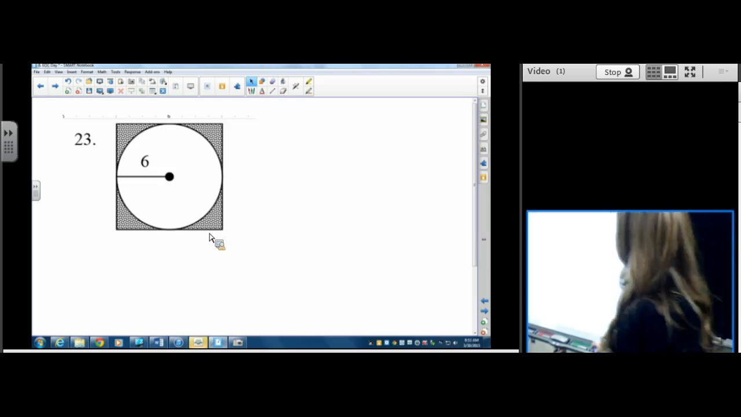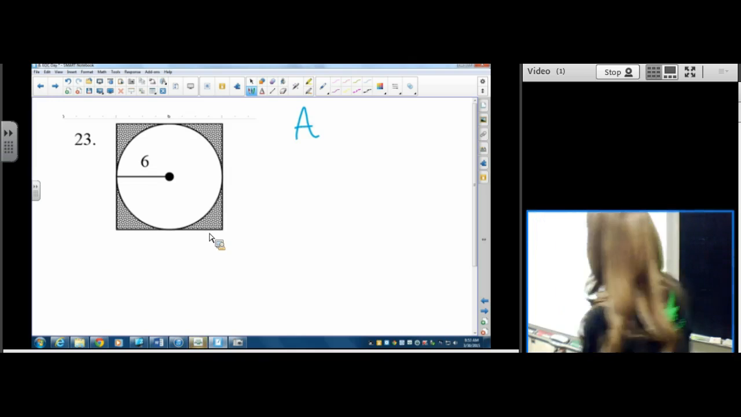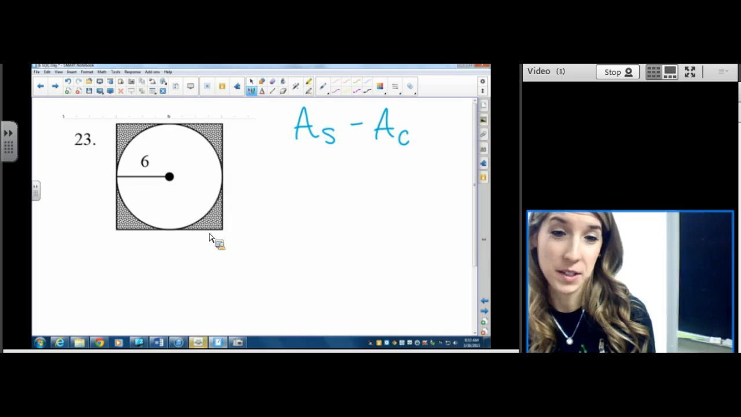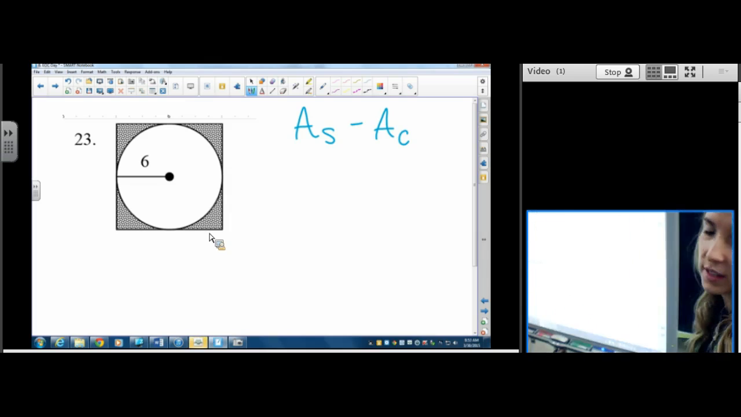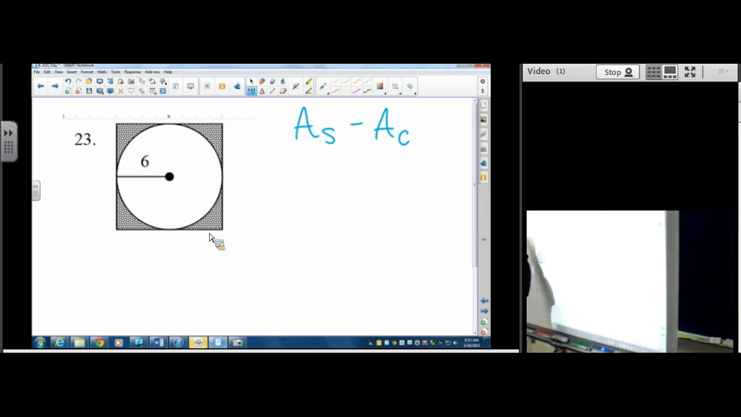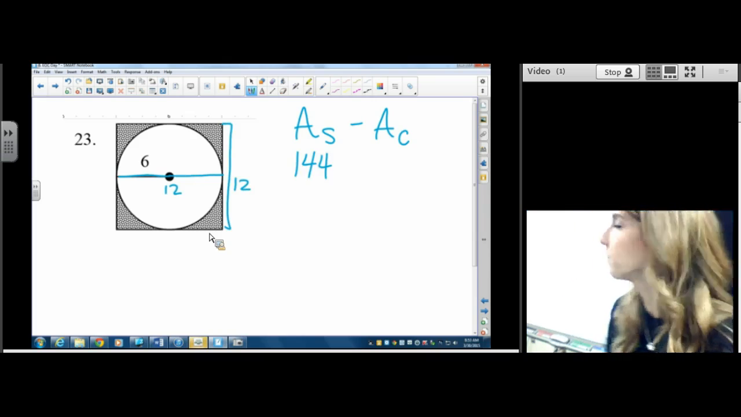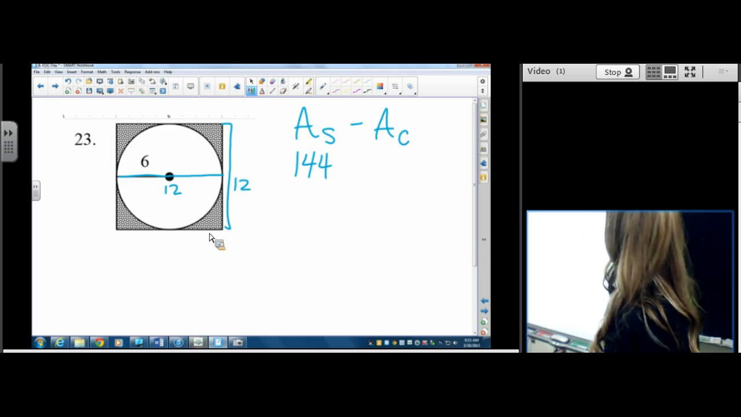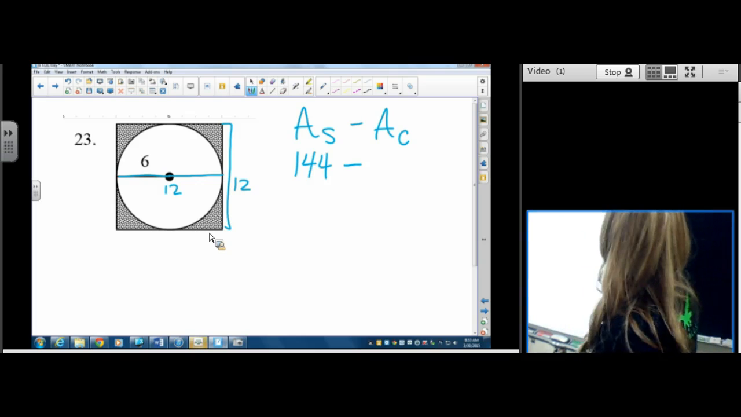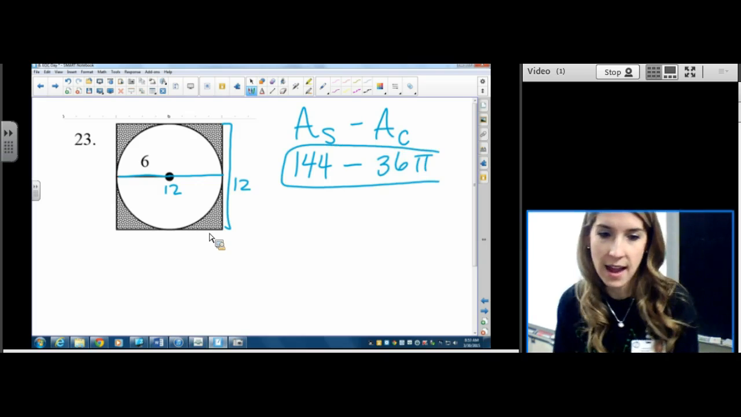Number 23, always write the strategy down first. Area of a square minus area of a circle. We have to assume it's a square or else we could not solve this. It is a square if a circle is circumscribed in it, though. So the area of a square, that's not bad. If the radius is 6, then the diameter is 12. That happens to be the side of the square. So we know that 12 squared is 144. And then the area of the circle is also super easy, pi r squared, 36 pi. Not bad at all.